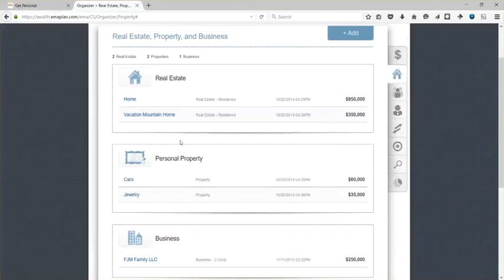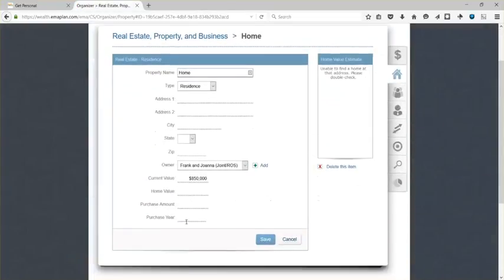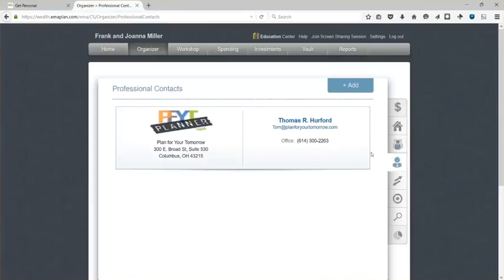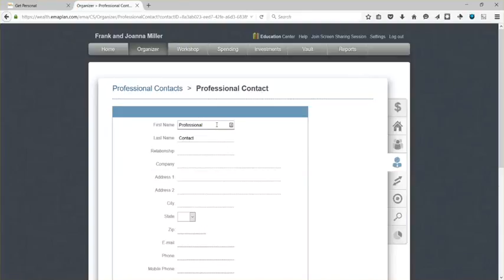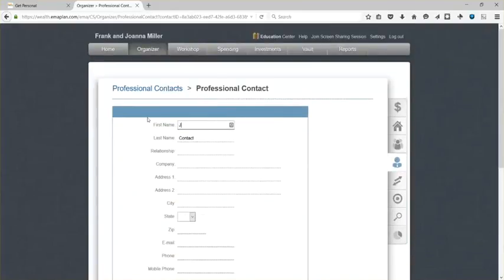I think this is relatively self-explanatory, but we'll just imagine, for the sake of discussion, that here we have their home. As we make our way through, you'll see here's the information that has been entered relative to the family and extended family. And there's also an opportunity here to add other professionals. Professional contacts would tend to be here. So we would go ahead and add, we'll say, Joe Attorney.